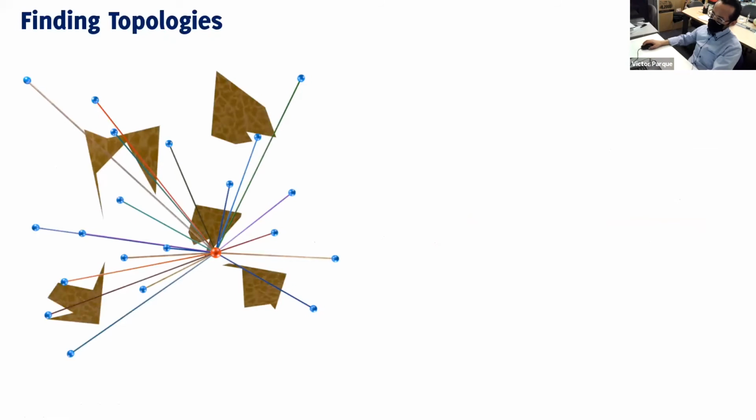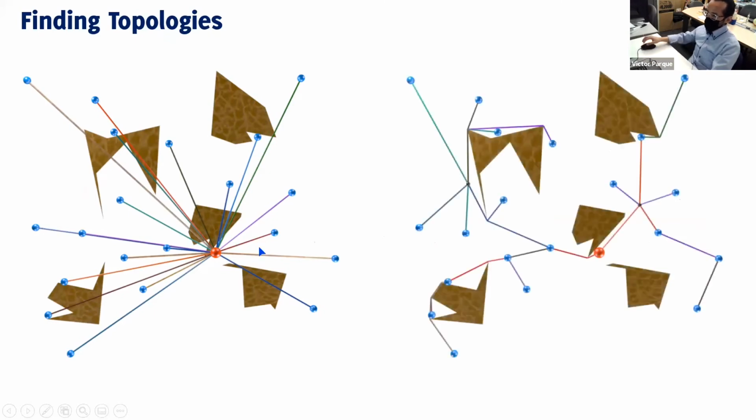For example, here we assume that the root is fixed, and the end nodes are given by the blue nodes here. These arbitrary obstacles consist of non-convex shapes, and the output that our approach is trying to compute is this kind of topology.